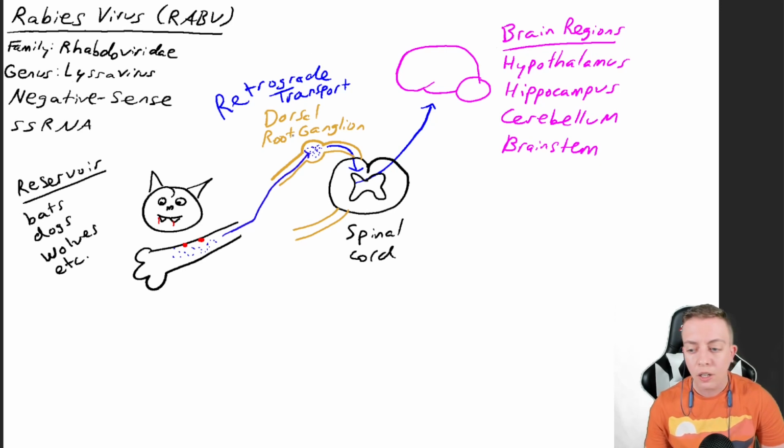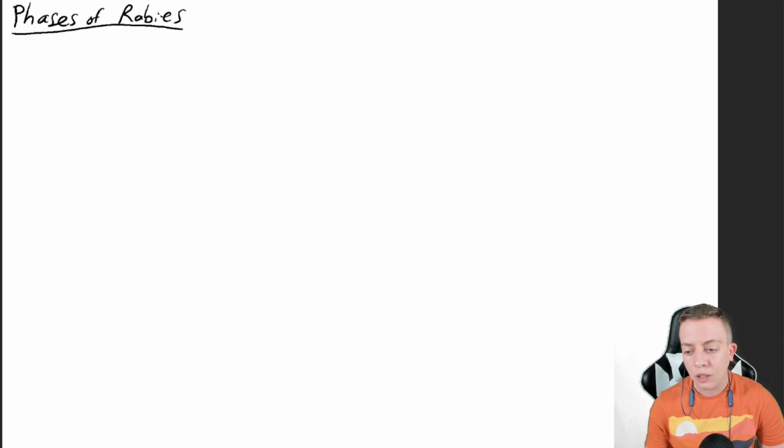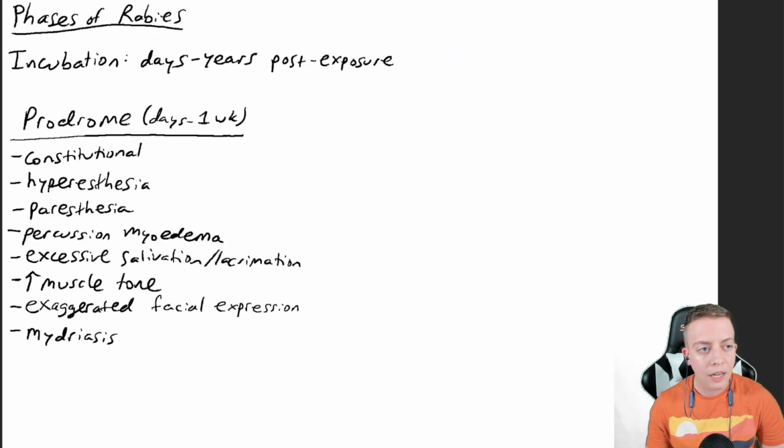neural tissue. So talking about the phases of rabies, we start off with the incubation phase, which is going to be pretty variable. So you get bit by whatever it is that's infecting you, and it could be either days, so very, very quick after the bite, or it could even be years later before you start seeing symptoms.